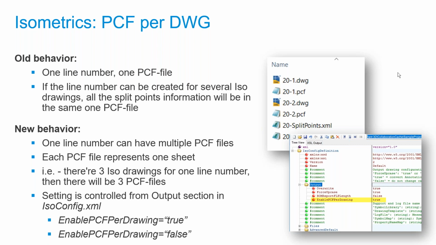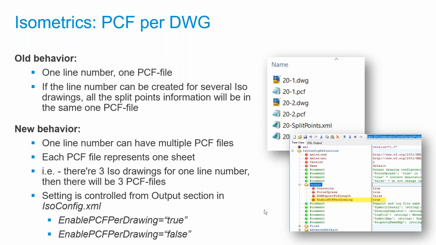In 2021, there is an option that you can turn on to enable PCF per drawing or per sheet. So essentially, if there's 3 ISO drawings generated, you'll get one PCF file for each one of those sheets. This is down inside the IsoConfig XML under the output section, and then there's an option that says enable PCF per drawing. By default, it's false because we didn't want to turn this on and cause any kind of interruptions, but if you wanted to set it to true, you can turn that on, and then it'll actually use that setting.